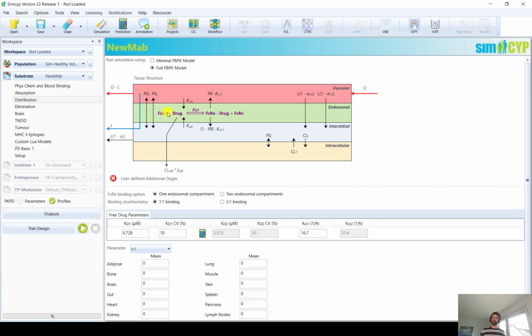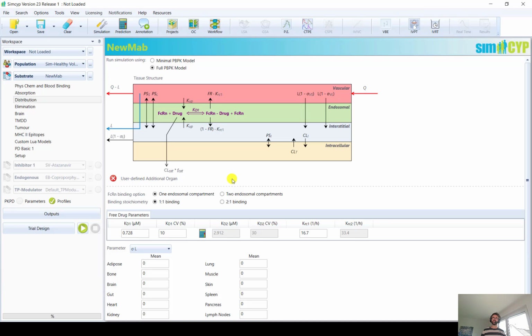All the drug that is unbound can be cleared in the lysosome by the catabolic clearance pathway that is represented here, and those parameters are on the elimination screen. What we're also accounting for is endogenous IgG. So there's a competitive binding between endogenous IgG and our exogenous drug. So this is handled in the background of the model. Here we're only entering the parameters of the drug.